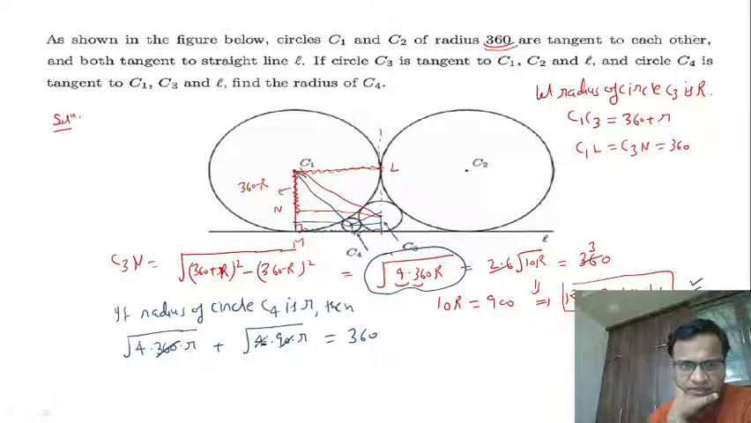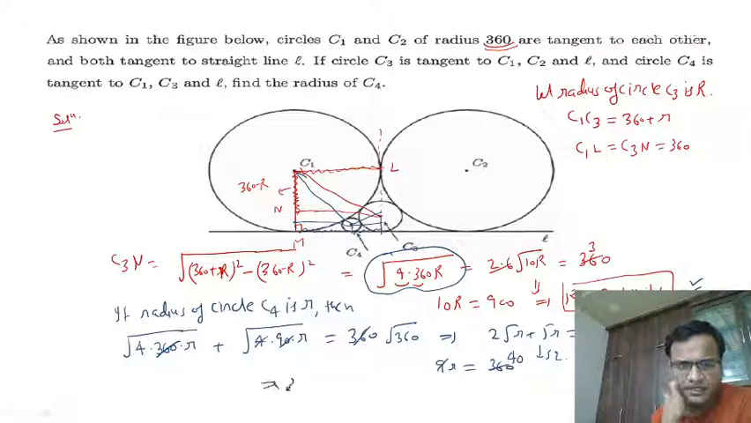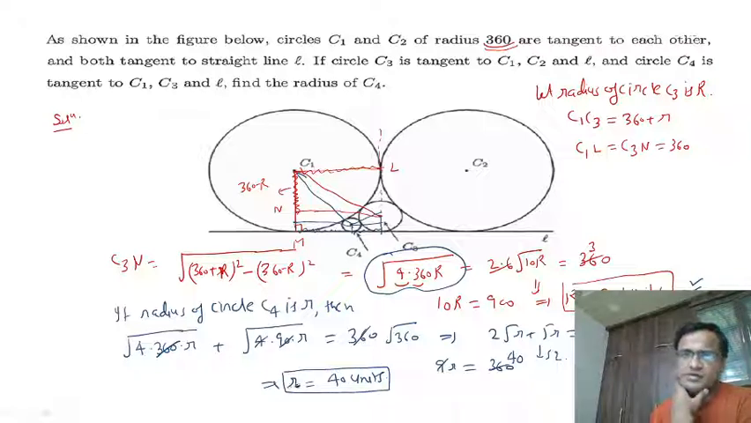Taking out the common factor, this takes the form 2 root r times square root of 360 plus 2 times square root of 90 times root r equals root 360. Simplifying, 3 root r equals root 360, and if we square this, 9r equals 360, which implies r is 40 units. So the radius of circle C4 is 40 units. This is a simple problem. Okay, thanks for watching.